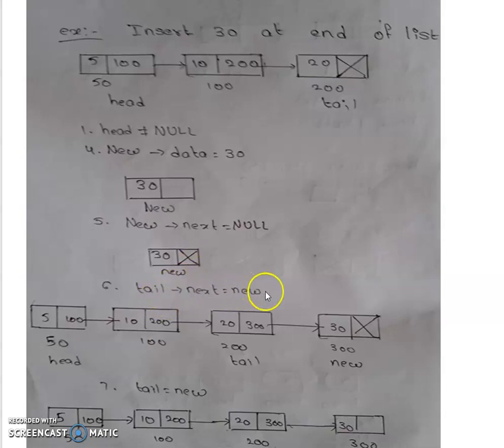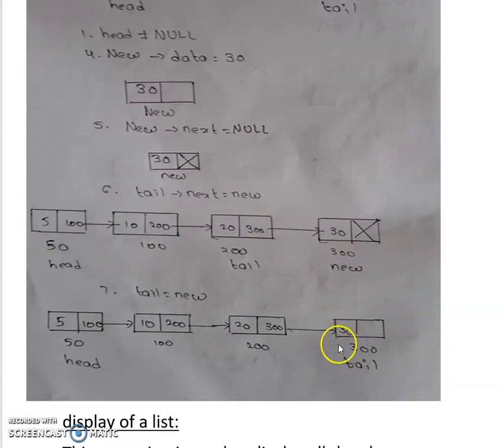Next, tail next equal to new. That means this tail position's address should be this new node. That means this tail points to the new node. Tail next address should point to the new node. Next, tail equal to new. That means this new becomes tail. In this way, we are going to add a node at the end of the list.